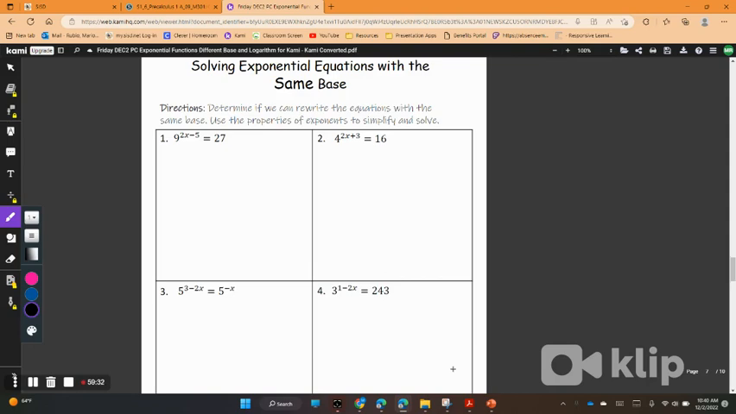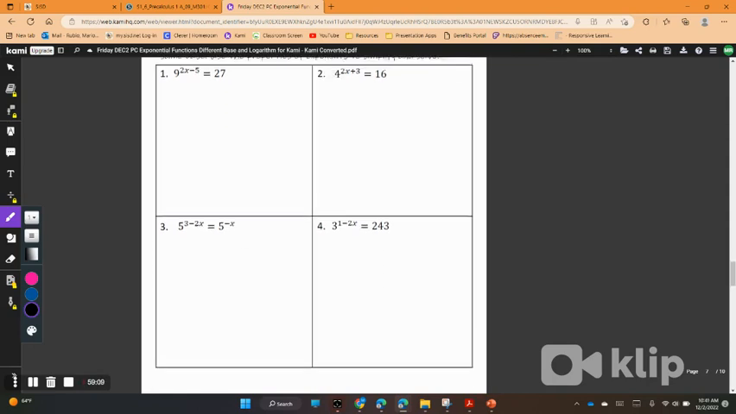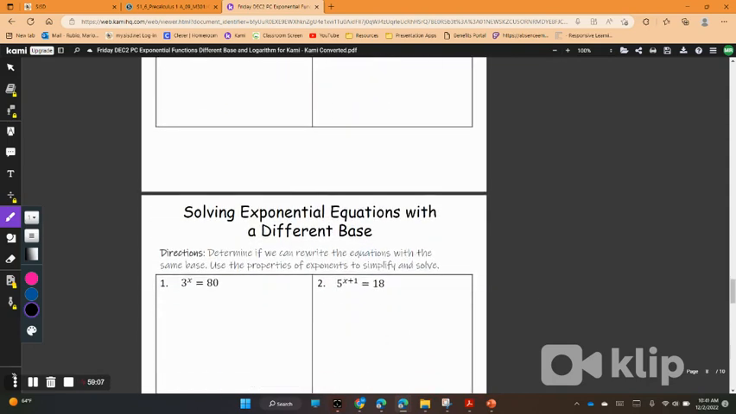Yesterday, we looked at solving exponential equations with the same base. I'm going to post a video of those notes in Schoology so you can go back for those reviews. When we have the same base, you just have to write them in the same base. The bases cancel out, and you set the exponents equal to each other. You can solve it. There's another case, which is what we're going to see today, where the bases are not equal.